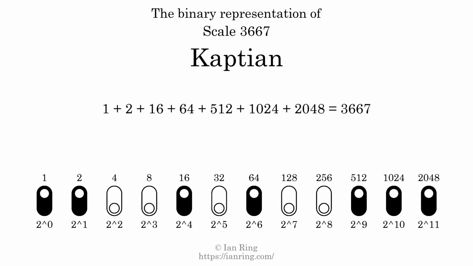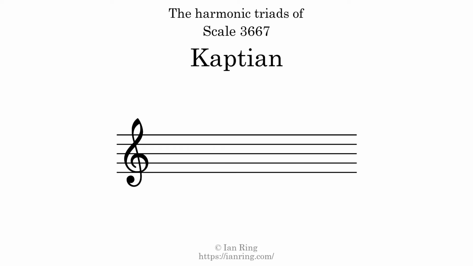3667. The scale number not only enumerates the scale with a unique index, but it also literally describes the tonal content of the scale. Represented as a binary number in base 2, the scale number is 1110010100011. Here are the harmonic triads present in this scale.